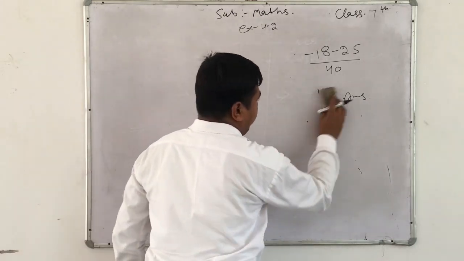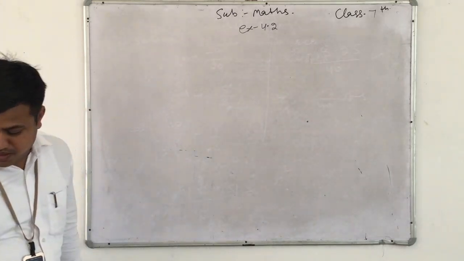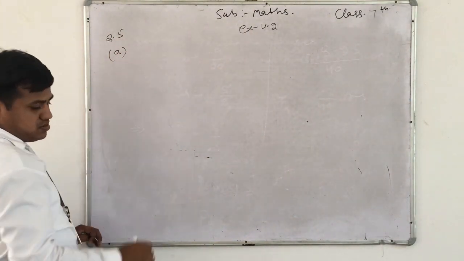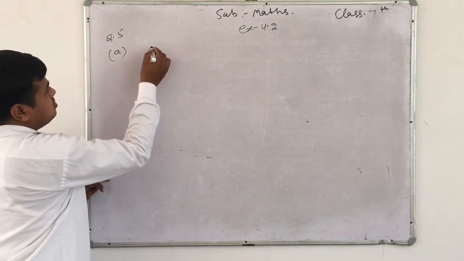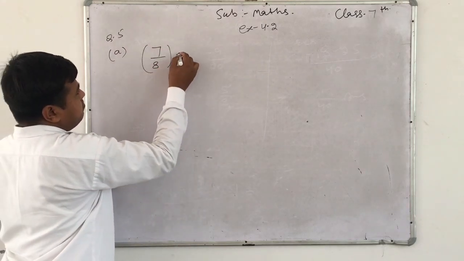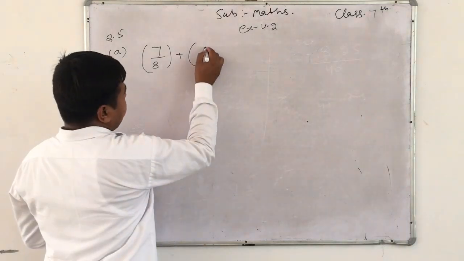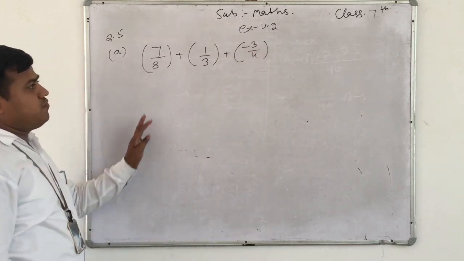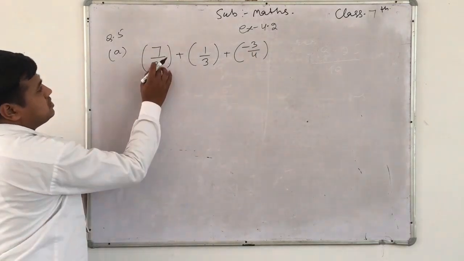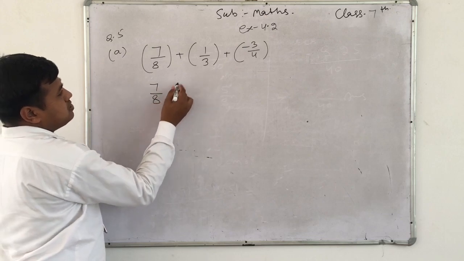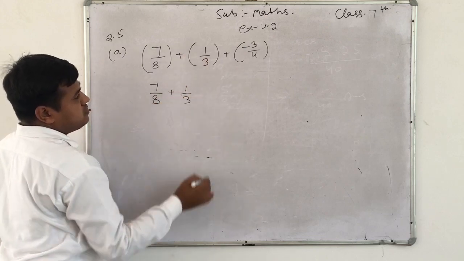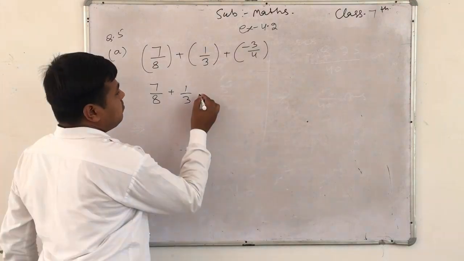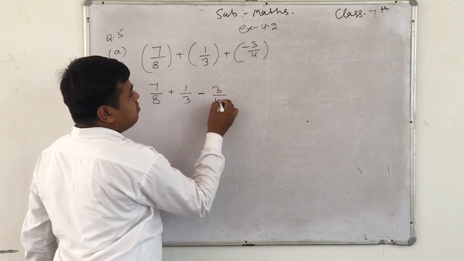In question number 5, there is also simplification. Let's see the first part of question number 5, in which 7 upon 8, then 1 upon 3 plus minus 3 upon 4. Firstly, open the bracket: 7 upon 8 with the positive sign, then 1 upon 3 is also with the positive sign, but here plus multiplied with minus gives the sign of minus, and minus 3 upon 4.